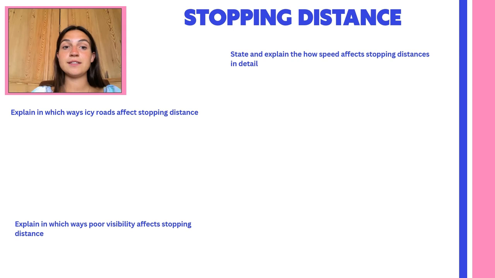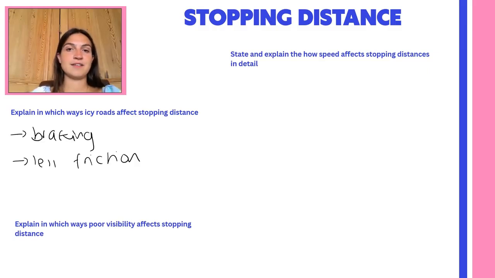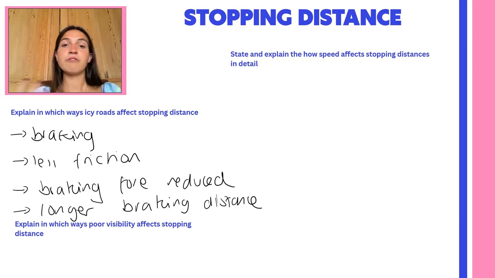Okay, and some explanation style questions for stopping distance. Explain in which ways icy roads affect stopping distance. So they are going to affect your braking distance in particular because you have less friction between the car and the road, and so your braking force that you would be able to apply would be reduced, and you would have a longer braking distance, therefore. It wouldn't affect your thinking distance because your thinking distance just depends on the speed and your reaction time, okay, which icy roads don't affect.